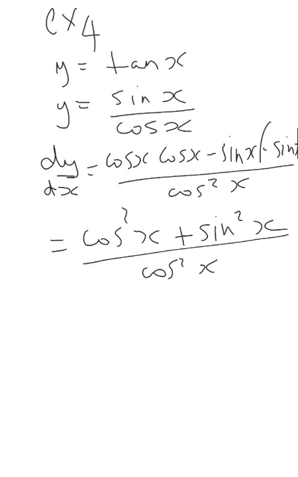Now the numerator is a special formula. cos² x + sin² x equals 1. So we have 1 over cos² x, which is sec² x. Remember, 1 over cos is the same as sec. So 1 over cos squared is the same as sec squared. So the derivative of tan is sec² x.